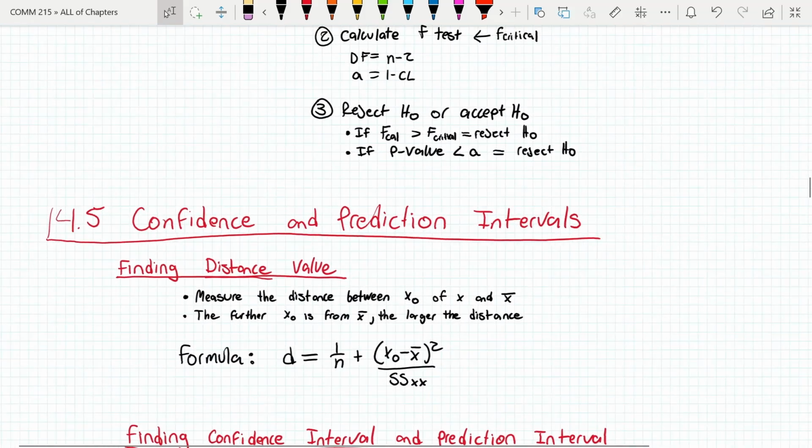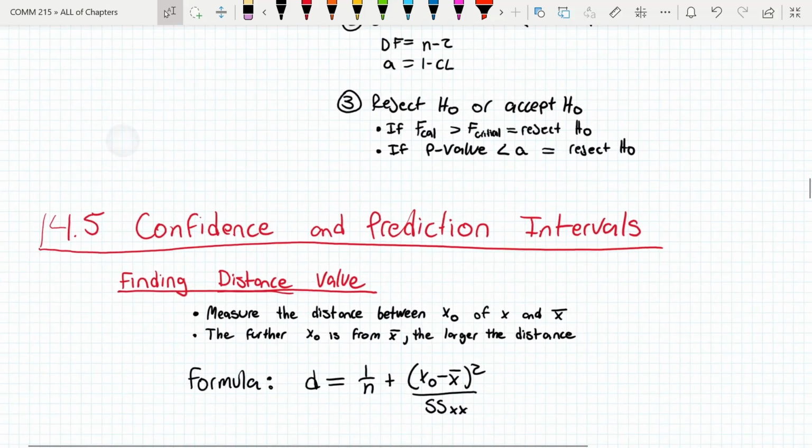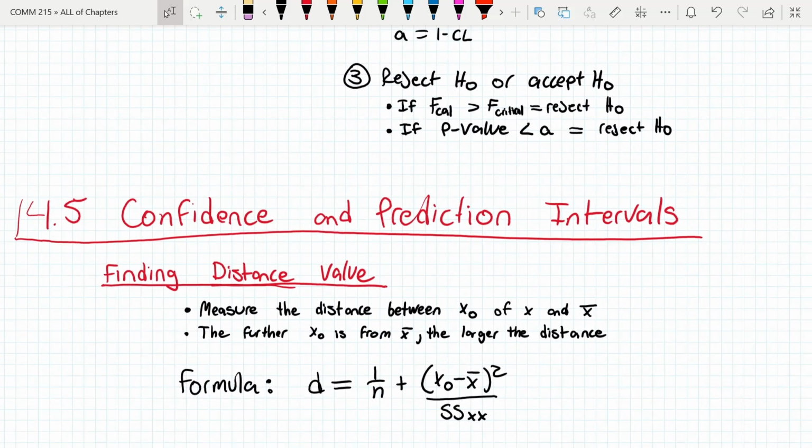Alright, so 14.5, confidence and prediction intervals. So finding your distance value. This measures the distance between X0. X0 is pretty much just a number that the question will give you, just like a random number of X, and then X bar. The further X0 is from X bar, the larger the distance.